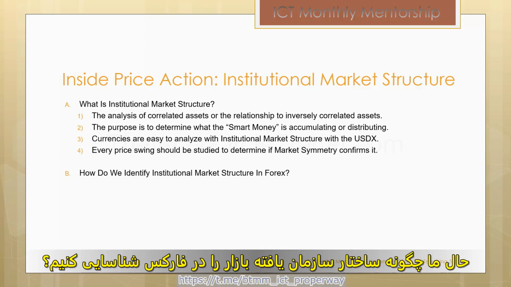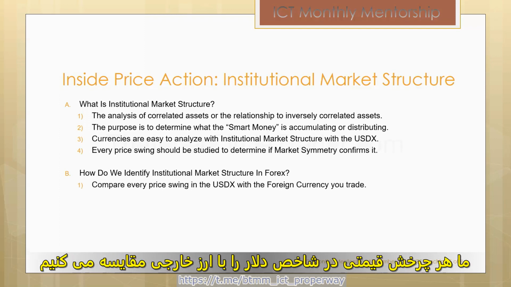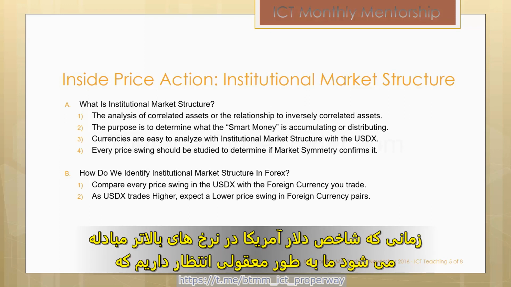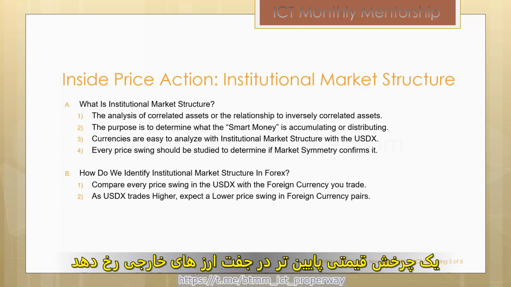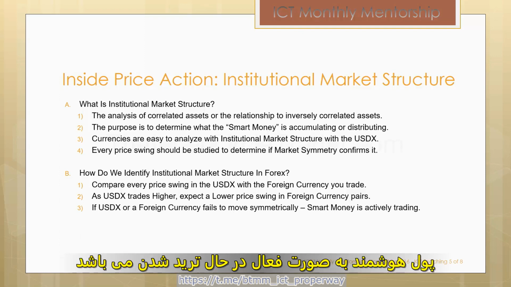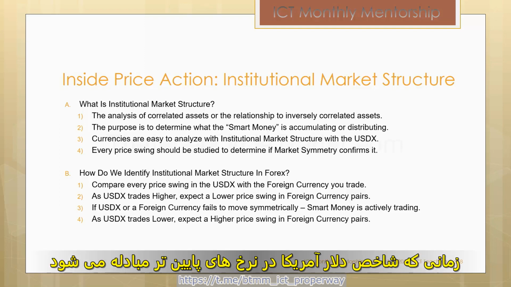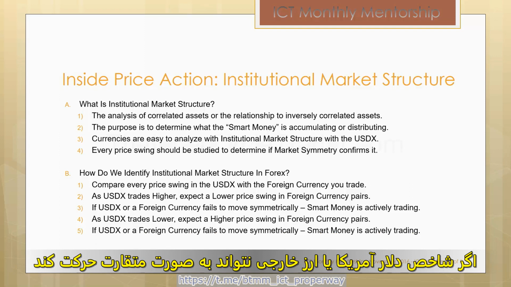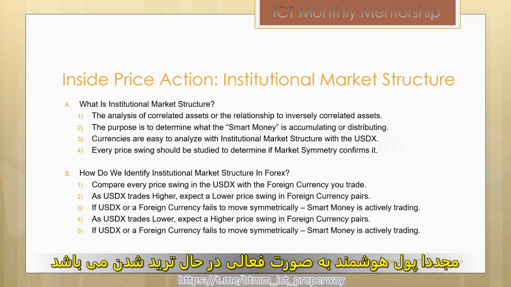Now, how do we identify institutional market structure in Forex? We compare every price swing in the dollar index with the foreign currency that we trade. As the US dollar index trades higher, we reasonably expect a lower price swing in foreign currency pairs. If the US dollar index or a foreign currency pair fails to move symmetrically, smart money is actively trading. As the US dollar index trades lower, we reasonably expect a higher price swing in foreign currency pairs. If the US dollar index or foreign currency fails to move symmetrically, again, smart money is actively trading.